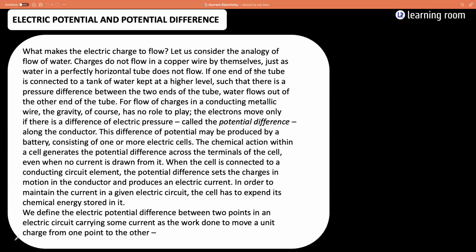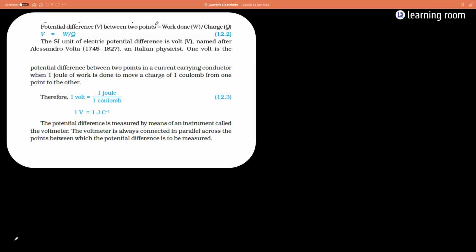Similarly, there is another topic called electric potential and potential difference. How do you define electric potential? It is defined as the amount of work done per unit charge. What is going to be the SI unit of it? It is going to be volt, and 1 volt is defined as 1 joule per 1 coulomb.